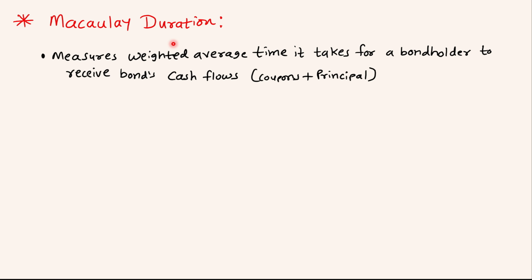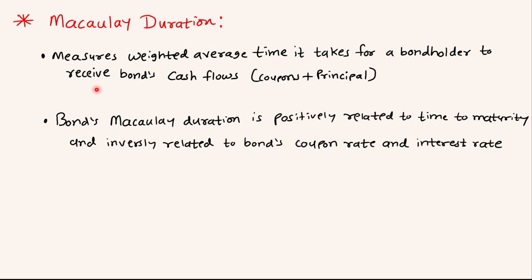So let's get started. Macaulay Duration measures the weighted average time it takes for a bondholder to receive the bond's cash flows, which are their coupons plus principal, and also their reinvestment income. A bond's Macaulay duration is positively related to the time to maturity, meaning the higher the time to maturity, the greater the Macaulay duration, and inversely related to the bond's coupon rate and interest rates.